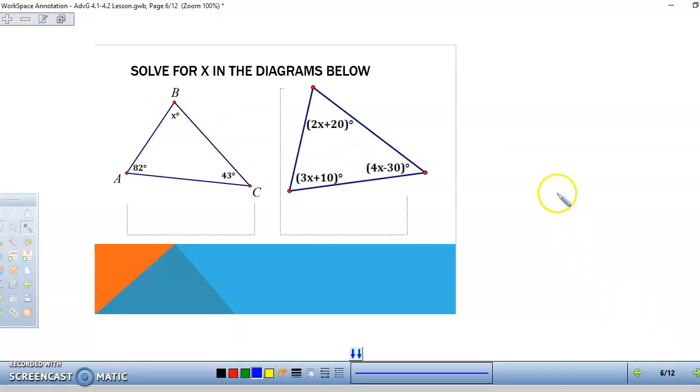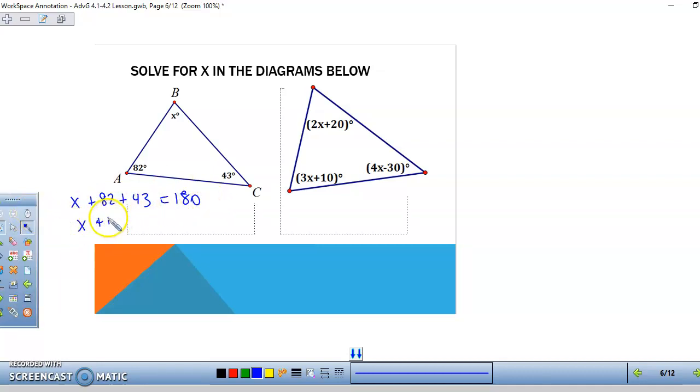Okay, just some basic examples here. So why don't you pause and try these on your own? You're just using the triangle sum theorem. Okay, so welcome back. This first one, you have x plus 82 plus 43 is equal to 180. That's easy enough.